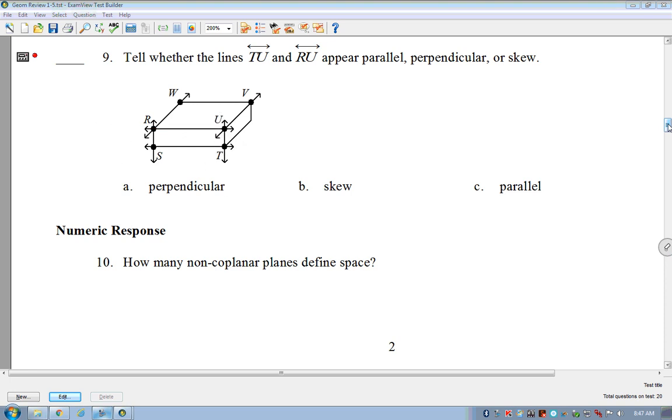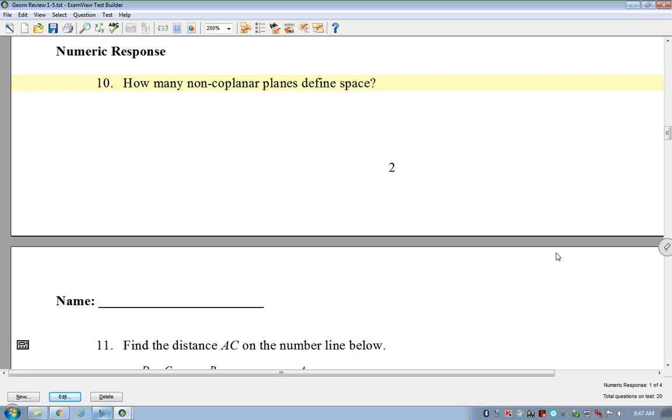All right. Now we get into our numerical stuff. How many non-coplanar planes define space? Does anybody remember this answer? Marcos? Nope. 3. The magic number is 3 there. Okay? 3 non-coplanar planes define space.